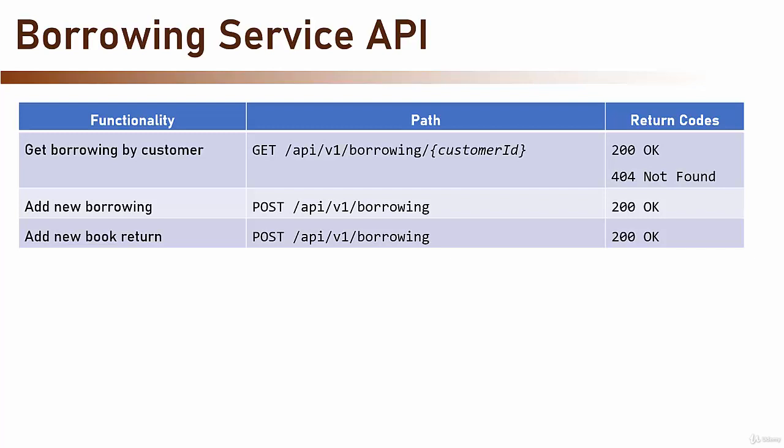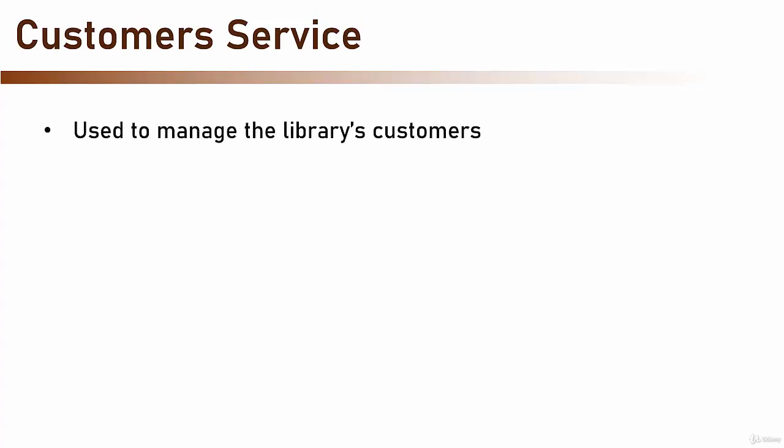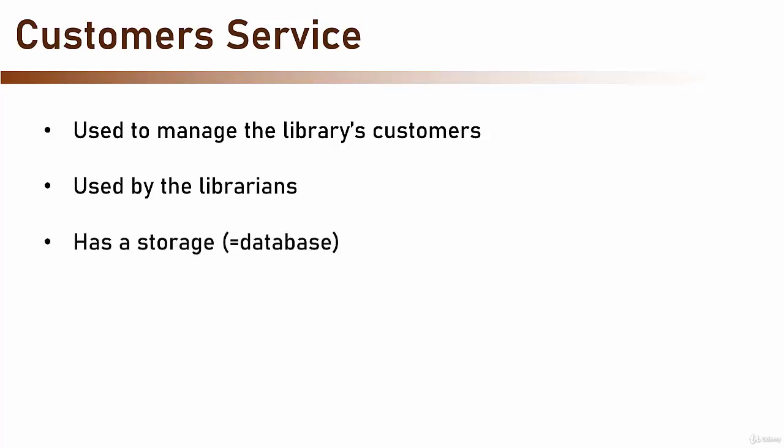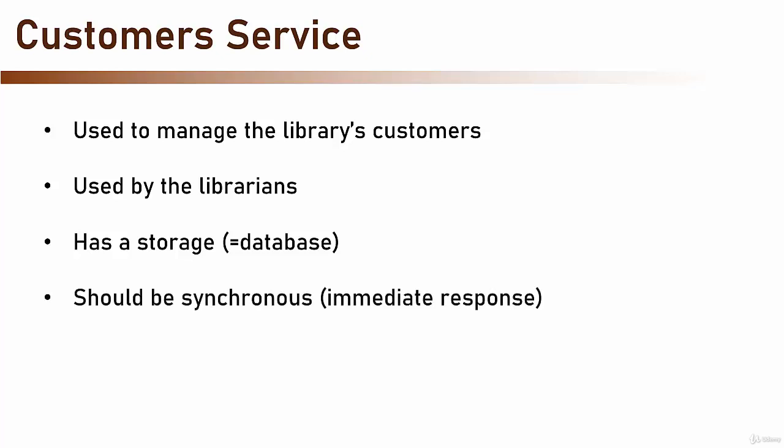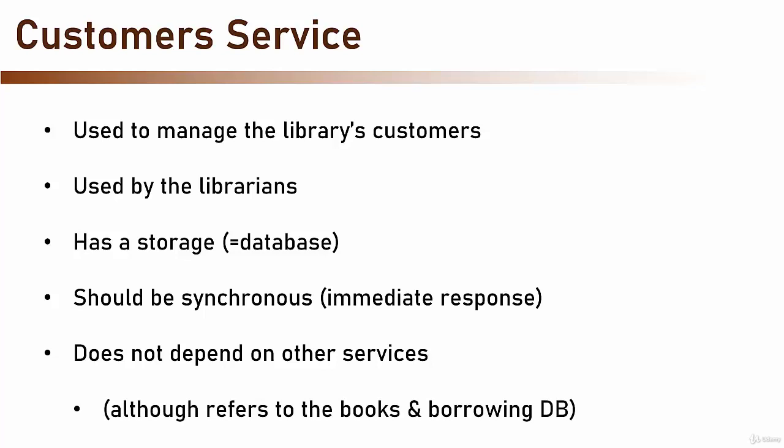So that was the borrowing service, which, as we said, is quite similar to the books service, which brings us to the next service, the customers service. And the customers service is also quite similar to the last two services. It is used to manage the library's customers, and is used by the librarians. It too has a storage to store the data about the customers. It needs to be synchronous, so the librarians using it will get immediate feedback. And it too does not depend on other services, although it refers to books and borrowings stored in other services.